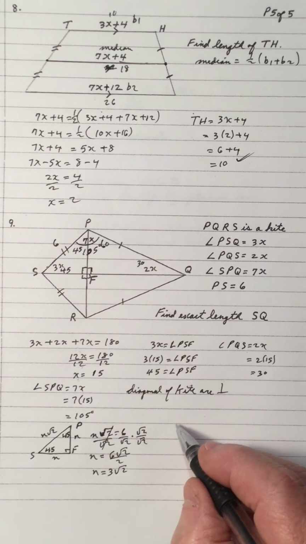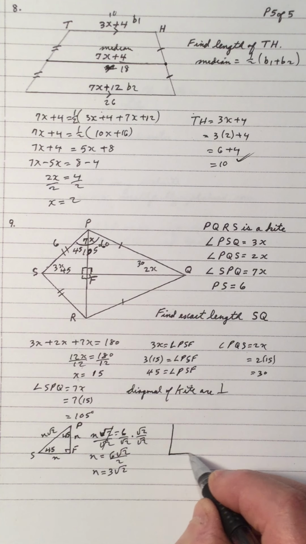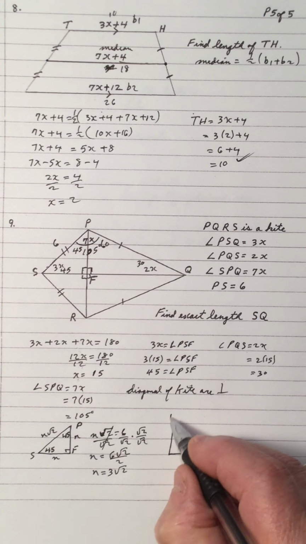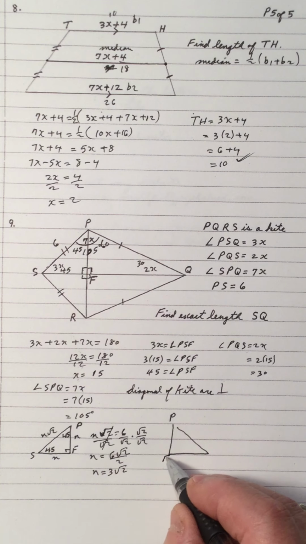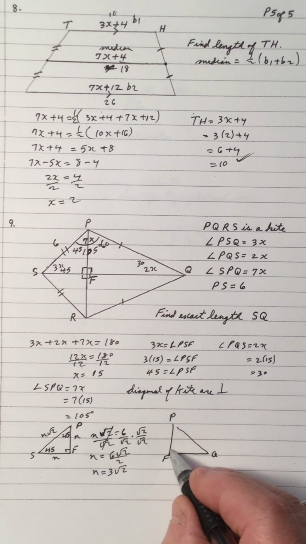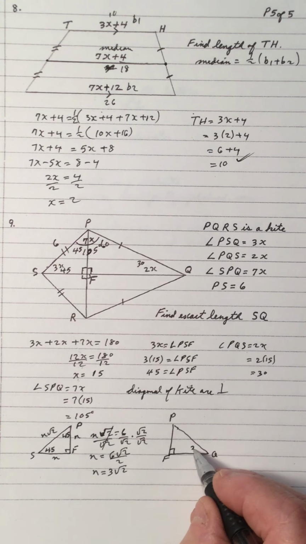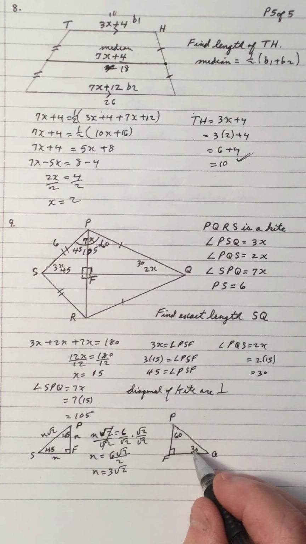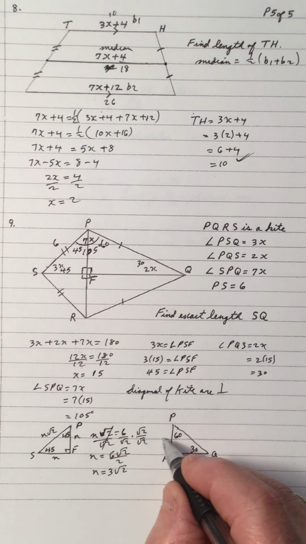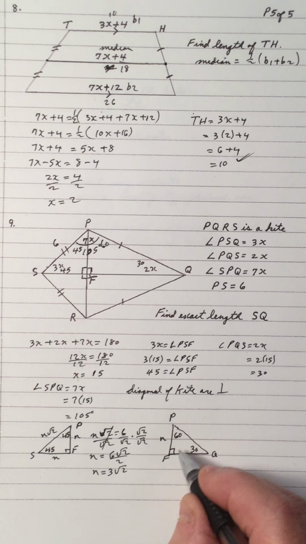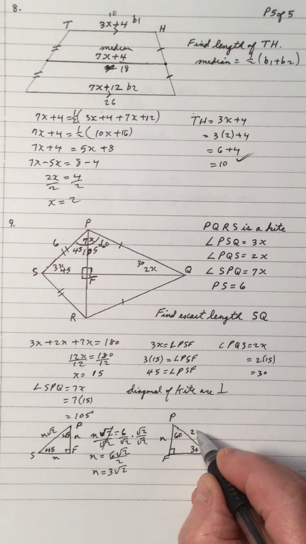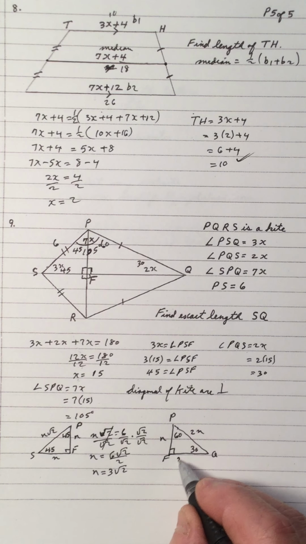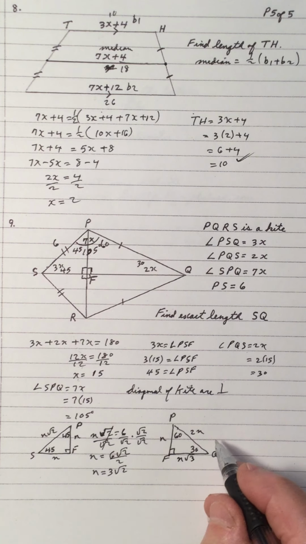Also on the other side, we have this triangle. We have the triangle P, F, Q, right angle. That's a 30, and that's a 60. Again, we have a special right triangle of 30, 60, 90. Opposite 30 goes n. Opposite the hypotenuse is 2n. Opposite 60 is n root 3.